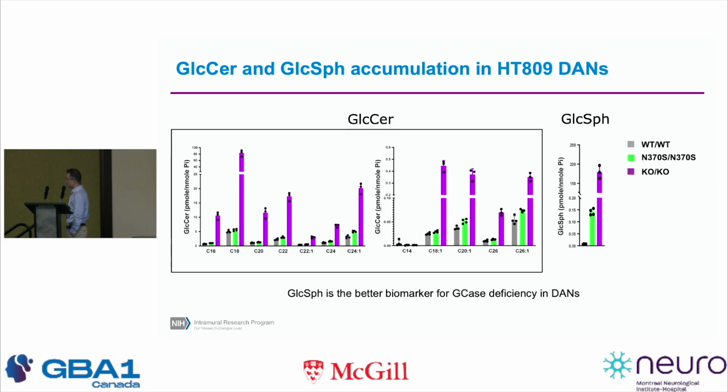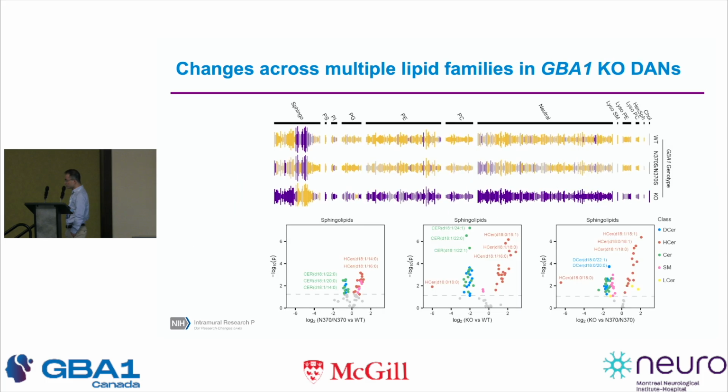Therefore, we think glucosylsphingosine is a better biomarker for GCase deficiency in DA neurons. To look at cellular lipid homeostasis more broadly, we also analyzed our cells using a targeted lipidomic approach that measured over 1,000 lipid species. As you can see, besides sphingolipids, in the knockout DA neurons there are broad changes in many other lipid species as well.